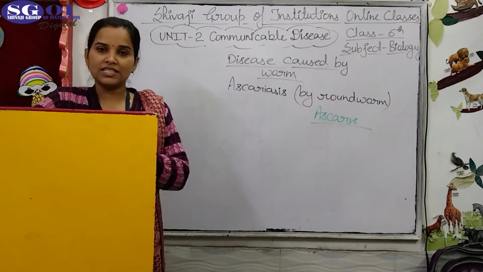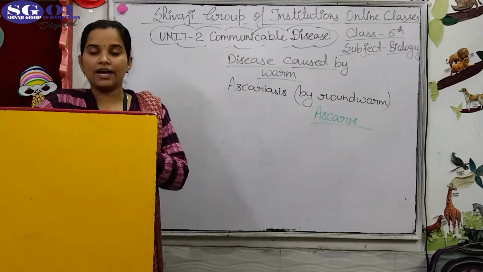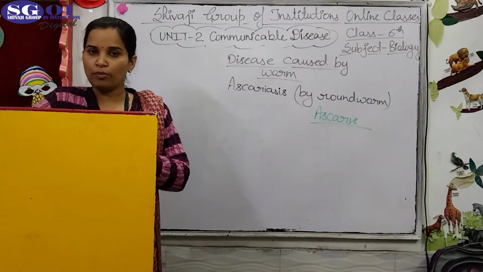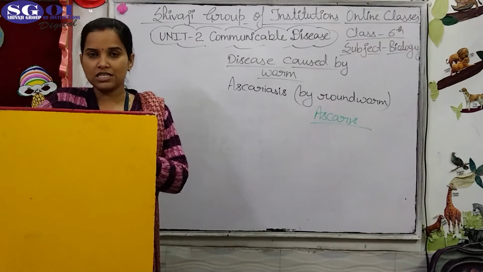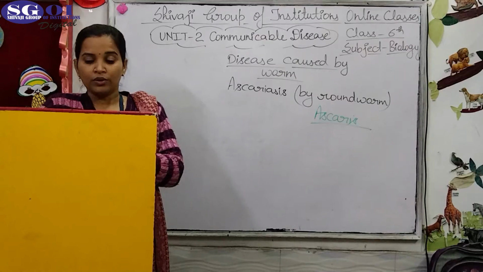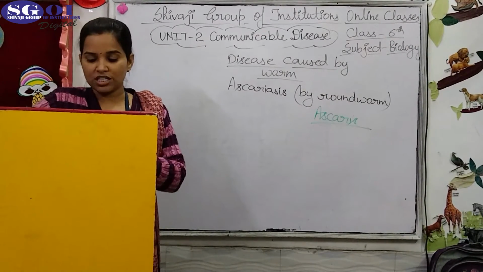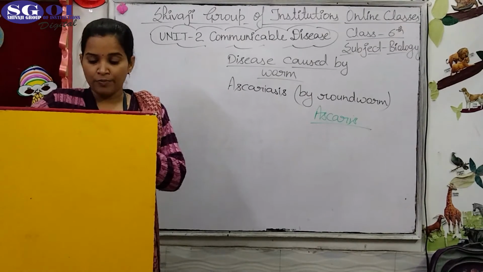And the symptoms of this disease are abdominal pain and indigestion, vomiting and diarrhea. Indigestion means when the food is not properly digested, that is called indigestion, vomiting, diarrhea. These are the symptoms of this disease. And the mode of transmission: how is the disease transmitted? Through unwashed raw vegetables which contain worm eggs.